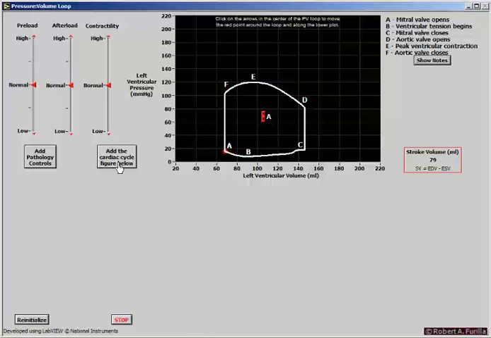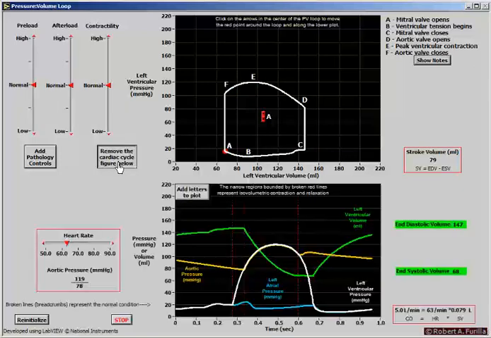Now I'm going to add the cardiac cycle that you so often see in the books these days, which shows time on the x-axis and pressure and volume on the y-axis. Now I'm looking in white at the left ventricular pressure, in green, left ventricular volume, yellow is aortic pressure, and blue is atrial pressure. So once again, let's increase the preload and see what that does.